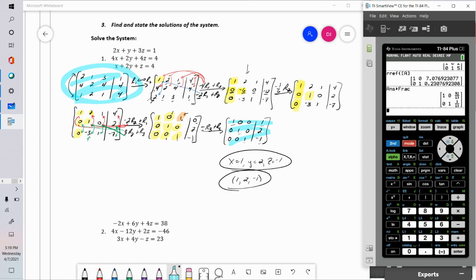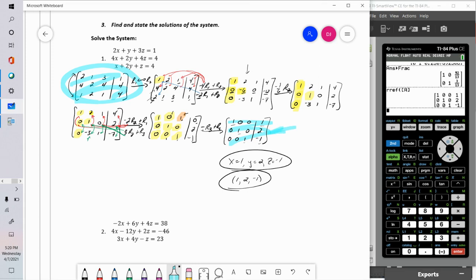Second quit, second matrix, math. Remember it was option B? You can just go alpha B and it will select that option. Matrix A. Did we do it right? Yes. X is 1, Y is 2, Z is -1.